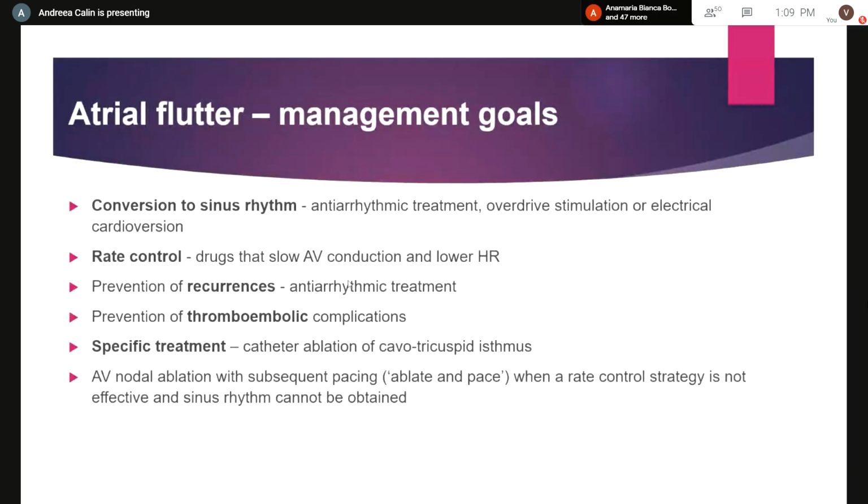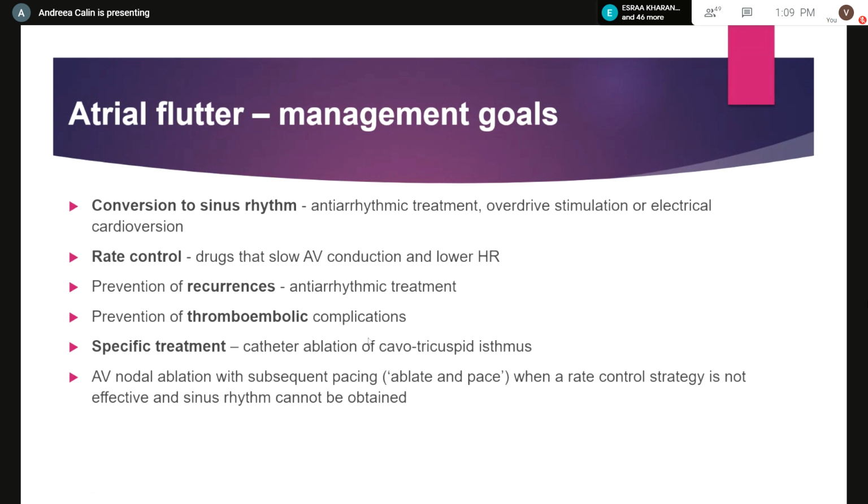What can we do in the acute management of these patients? Of course, if the patient is severely symptomatic or unstable, you should always convert the atrial flutter to sinus rhythm and try to do this in the emergency department. But in many cases, the patients are stable, and we should perform rate control. We should give the patient drugs that slow AV conduction and lower heart rate, and we should prevent recurrences and prevent the thromboembolic complications.